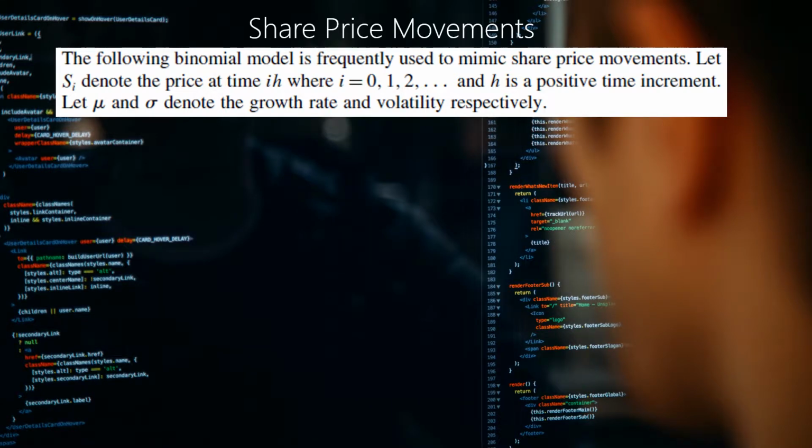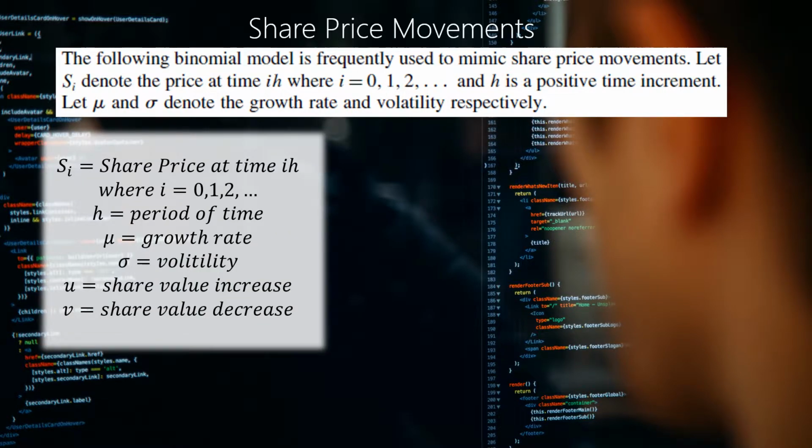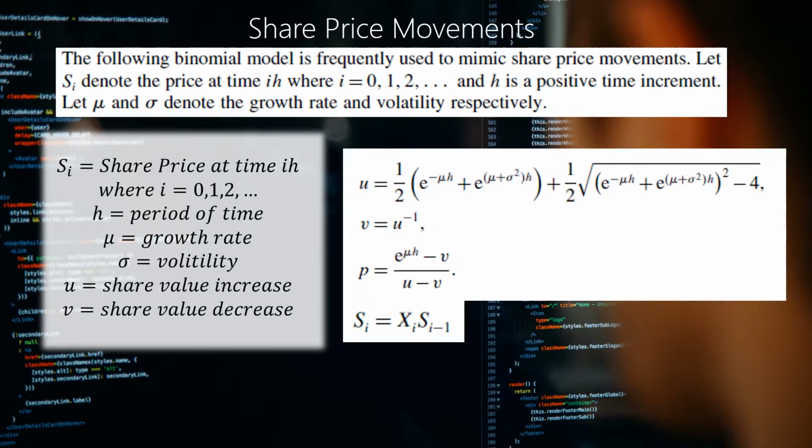This is Nick and Caleb simulating our 6th problem for digital simulation class, and we were tasked with calculating share price movements. So the following notation shows what we're dealing with: S being the share price at a certain time, the period of growth, the growth rate of the share, the volatility of the share, and then what we're going to be doing is calculating, based off of Bernoulli random variables, whether the share values increase or decrease.